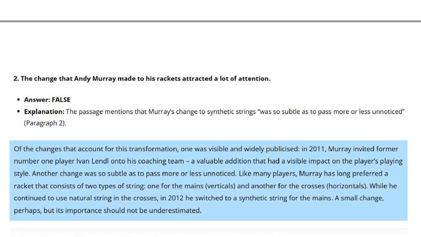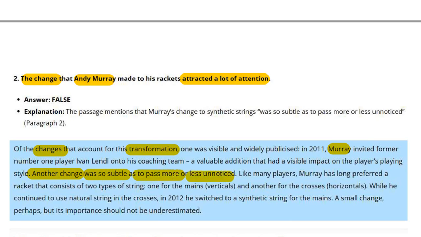So the second question is: the change that Andy Murray made to his rackets attracted a lot of attention. So actually, attracted a lot of attention is our keyword, also Murray, also the change. So as you can see, that is false information. The passage mentions that Murray's change to synthetic strings was so subtle as to pass more or less unnoticed. So we will find Murray here. We found that. Then after that, we need to find change. We can write change here, transformation, another change, and here another change was so subtle as to pass more or less unnoticed. Let me read for you and you will know the catch.